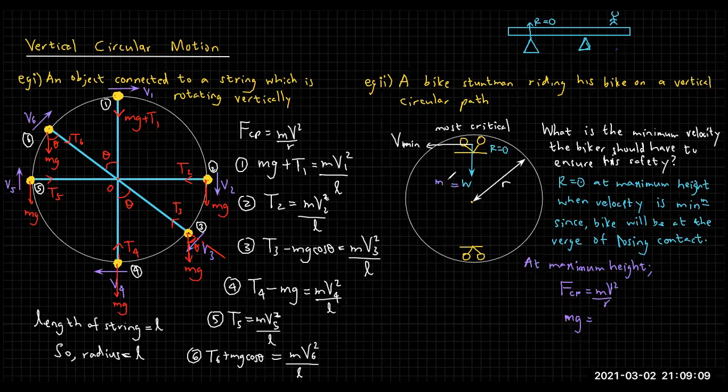Right. mg equals m v minimum squared divided by r. So what can we do? m and m cancel off, like I told before. g r goes up. Therefore, I'm getting an answer like this. What is the answer? V minimum squared is equal to g r. Therefore, finally, V minimum is equal to the square root of g r.